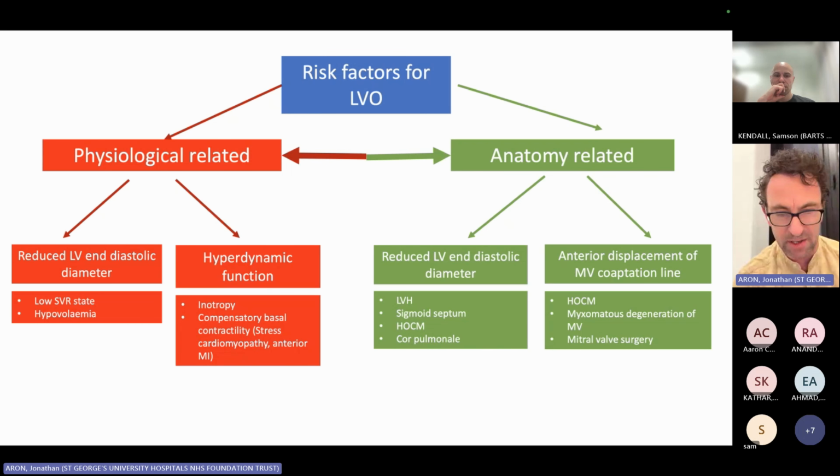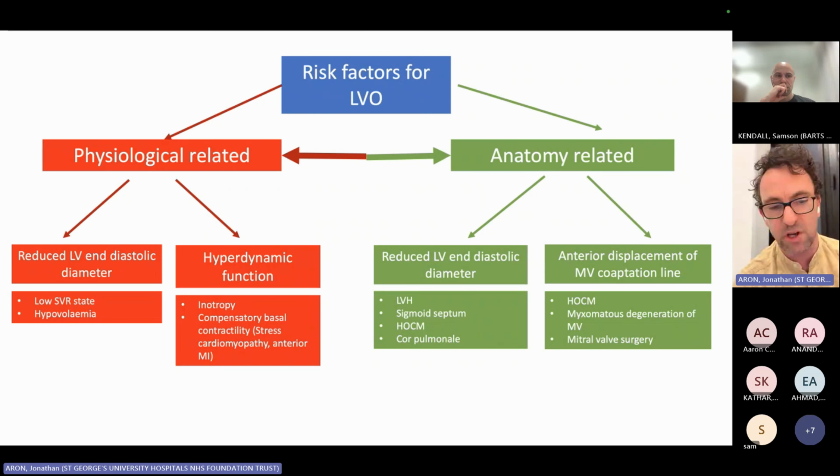Low SVR state, i.e. some sepsis or inflammatory state, and a hypovolemic state are really common findings in intensive care. And of course, most patients will respond to those situations by increasing cardiac output to try and fill up this low afterload hypovolemic circulation. But it does that by increasing heart rate and increasing contractility. So that could be a problem under certain circumstances, which we'll talk about.